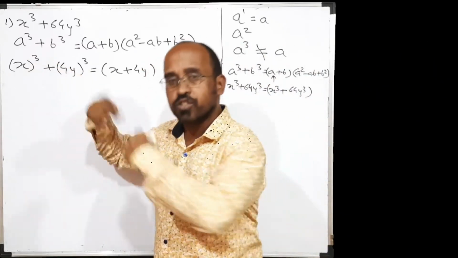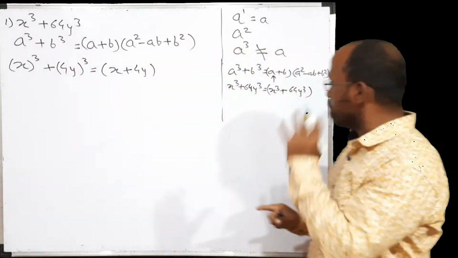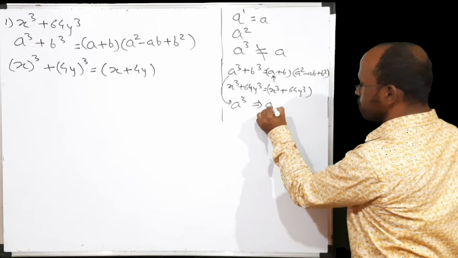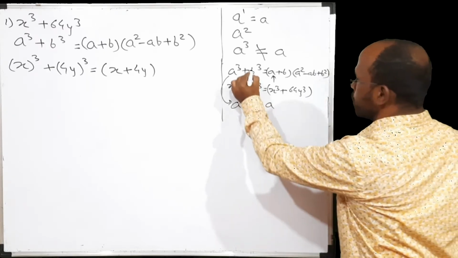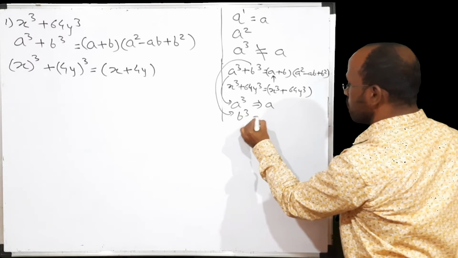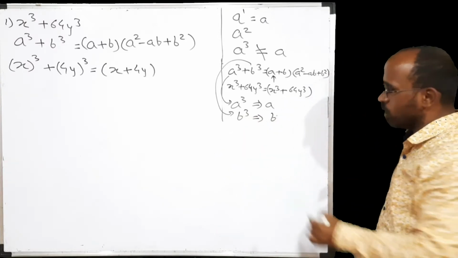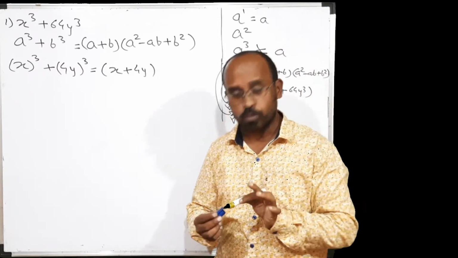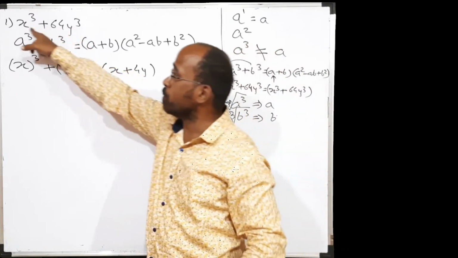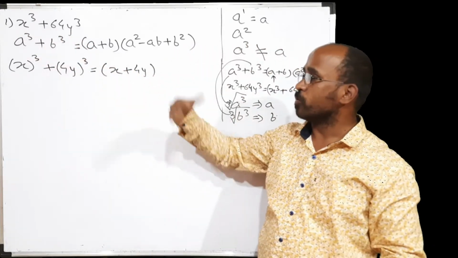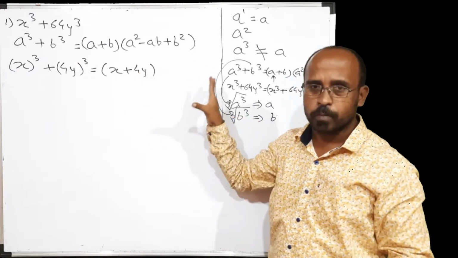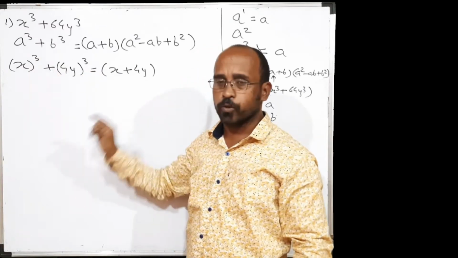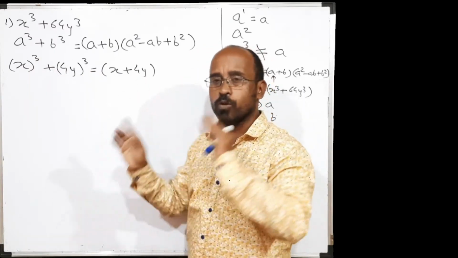So a cube is x cube, b cube is 4y cube, means from a cube we have to find out a, right? And from b cube we have to find out b, right? So how to find it out? By finding their cube roots, that we will see. So please students, first of all find out cube root of the given numbers. If we find out cube root, then it is easy to replace in the formula. Okay, so a cube plus b cube is equal to x cube plus 4y cube. So a is equal to x and b is equal to 4y.